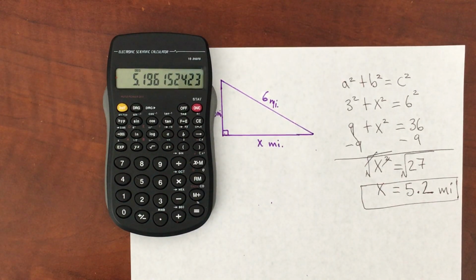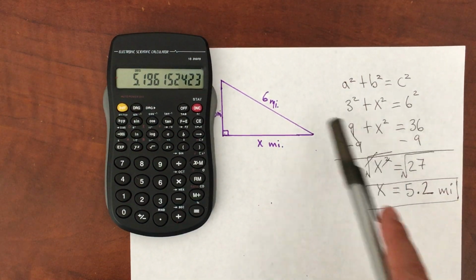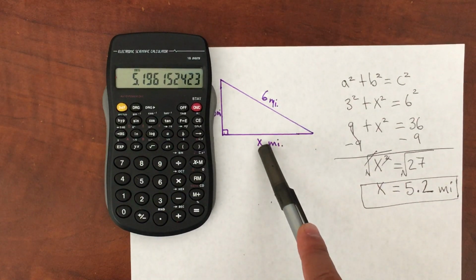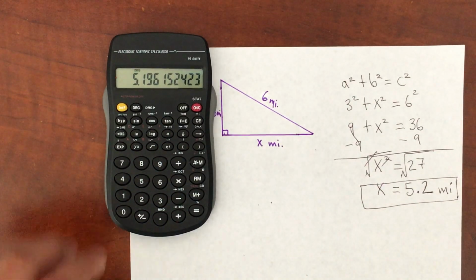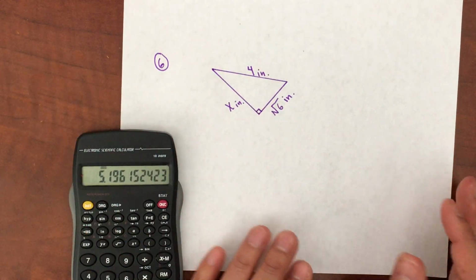Why did I have to subtract? Because I don't have one of the legs, okay? If I'm missing the hypotenuse, I add them. If I'm missing one of the legs, I subtract. Okay, let's get one that is a little bit more interesting.